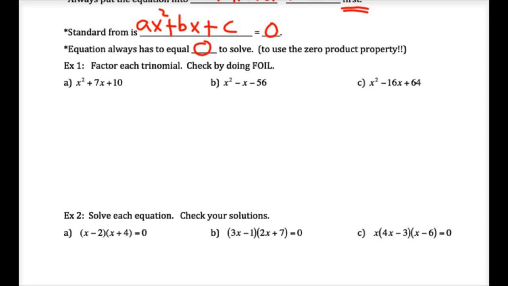You can't solve it. And all we're doing is factoring. When we get down here, we're going to solve them. So, everybody factor A, B, and C. You guys should be done in about 15 seconds. Go. So easy. We're doing the easy ones today where A is 1.